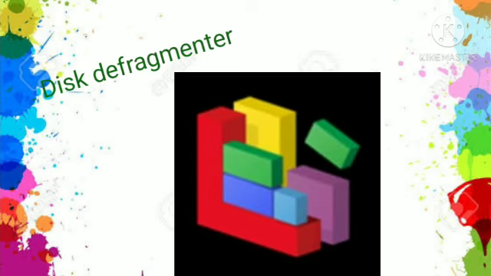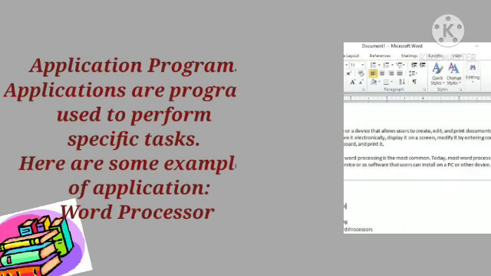Disk defragmenter. When a program saves a file on a disk, it puts the file into an empty space on the disk. Disk defragmenter takes all the pieces of each file and stores them in one place. It also makes sure programs are each in one place and that unused space on the hard disk is all together. Application programs.